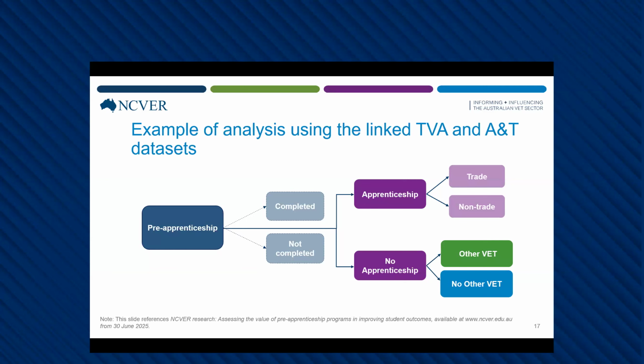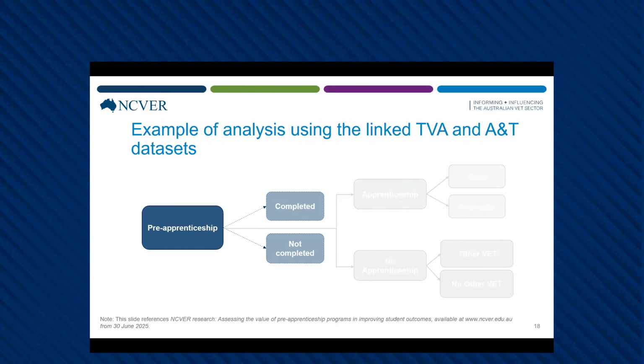As you can see, the pathway can be quite varied, with some pre-apprenticeship students commencing apprenticeships without ever having completed their pre-apprenticeship, and others complete the pre-apprenticeship but go on to other VET rather than an apprenticeship, and some actually leave the sector altogether. Those that do go on to an apprenticeship may go on to either a trade or non-trade apprenticeship. In our evaluation for this study, we're looking at a series of outcomes along this pre-apprenticeship student journey.